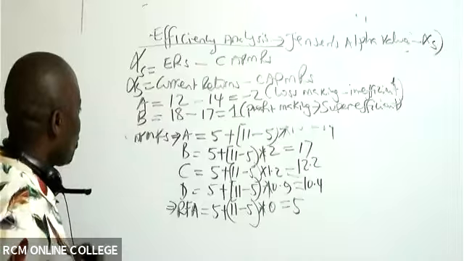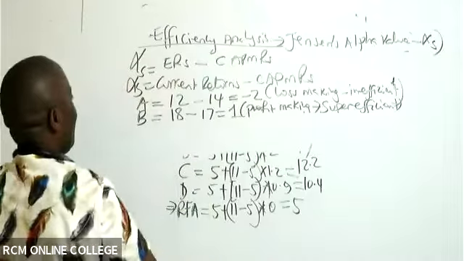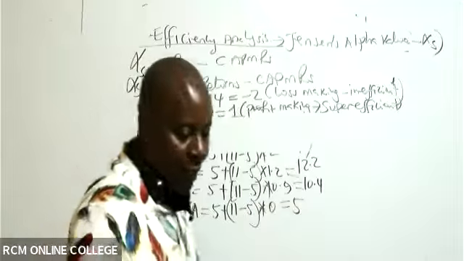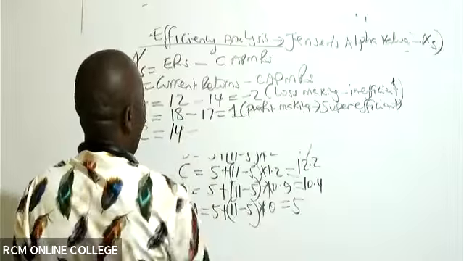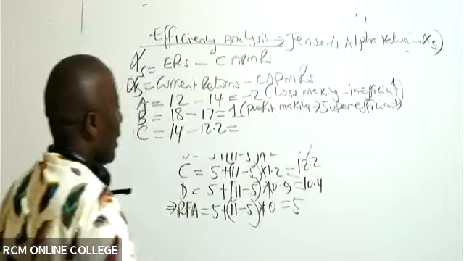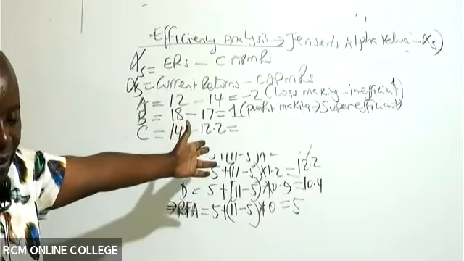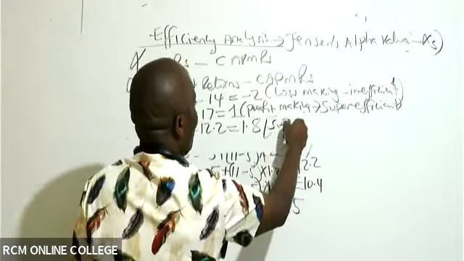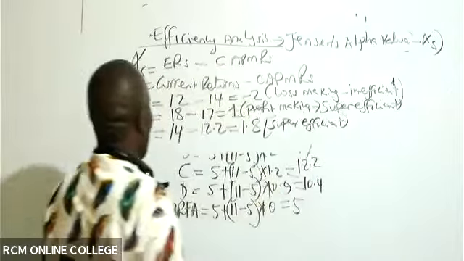So you go to C. I can see the current returns of C, 14. So we have 14 minus 12.2. Again, this is super efficient because it is profit generating. So this gives me 1.8, right? It is super efficient.